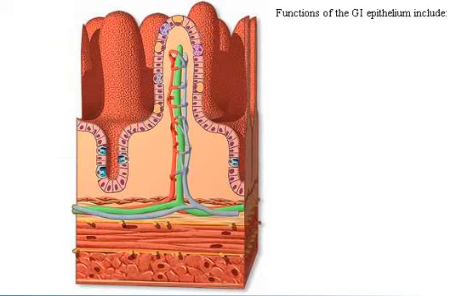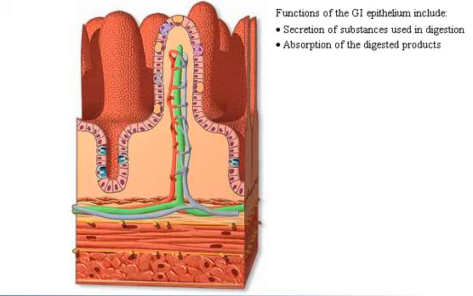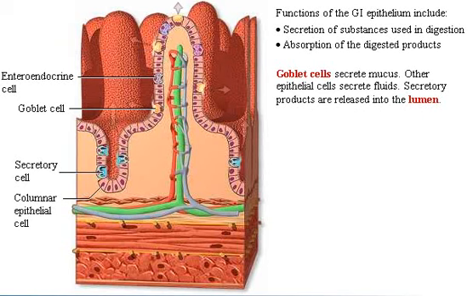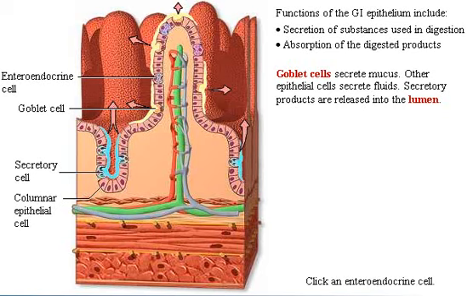Functions of the GI epithelium include secretion of substances used in digestion and absorption of the digested products. Click a goblet cell. Goblet cells secrete mucus. Other epithelial cells secrete fluids, such as acid in the stomach and water and salts in the small intestine. Secretory products are released into the lumen. Click an enteroendocrine cell.